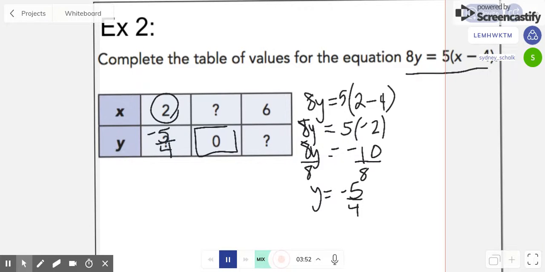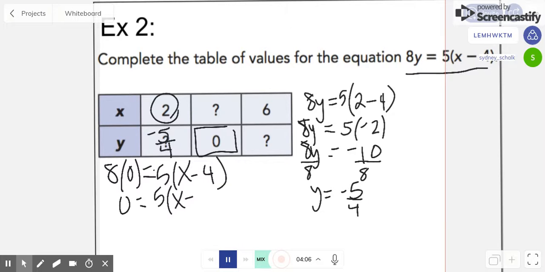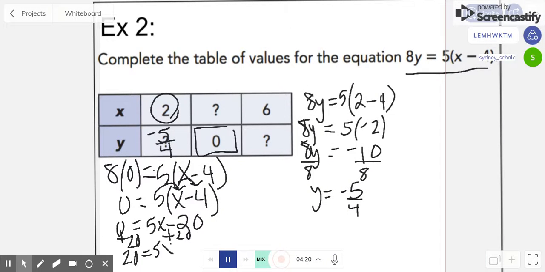This time we're given y equals 0, and we need to find x. So now we're going to plug in 0 for y. 8 times 0 equals 5 times x minus 4. And 8 times 0 is, of course, 0, equals 5 times x minus 4. We need to go ahead and distribute that 5 to both of the terms, where we get 0 equals 5x minus 20. Add 20 to both sides, and we get 20 equals 5x. Last step, divide both sides by 5, and we get x equals 4. 20 divided by 5 is 4. So when y is 0, x is 4.